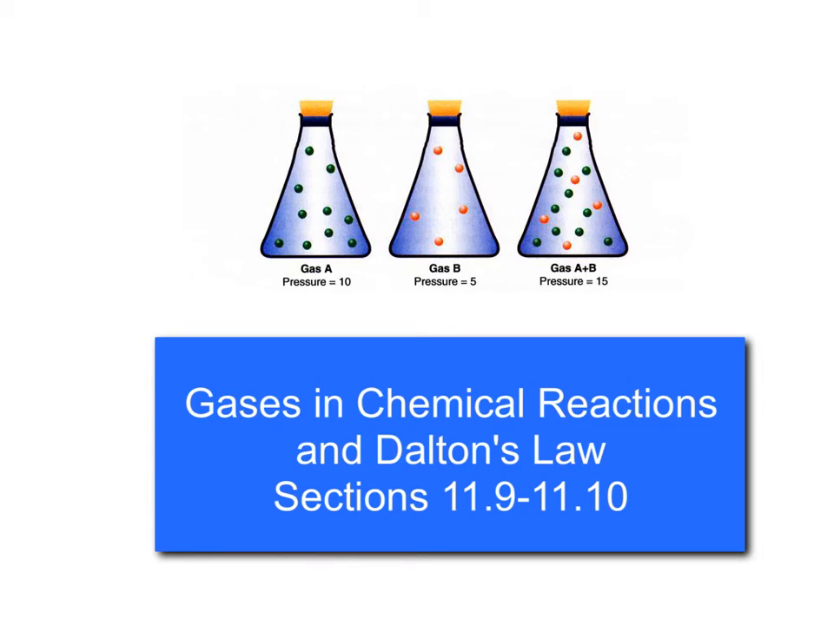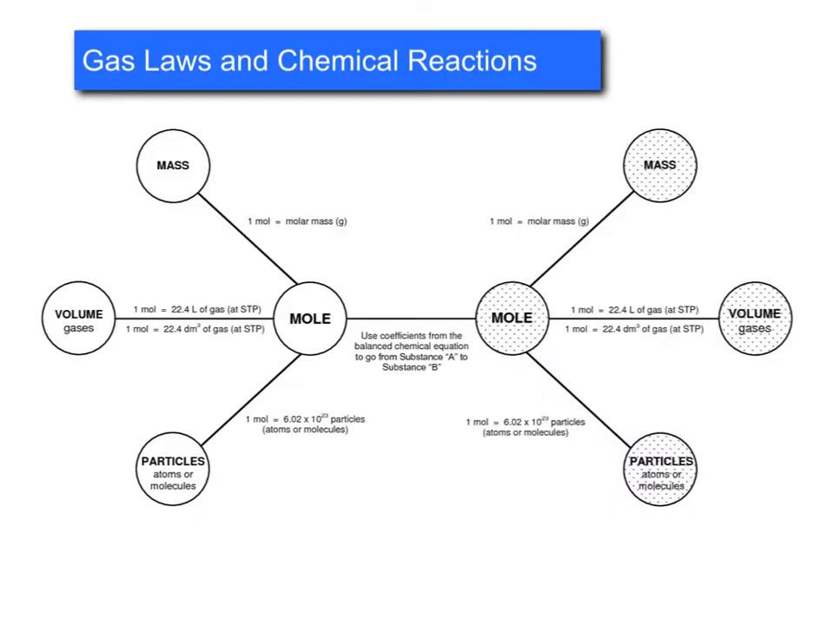Right, today's our last lecture on gases, and we're going to talk about gases in chemical reactions and Dalton's Law. So far in our chemical reactions, we can easily go from a mole of one thing to moles of another using the coefficients. This was stoichiometry that we did a few chapters ago. In that chapter, we also went from mass of one thing to mass of another thing going through moles. And then we also did calculations where we went from particles to moles.